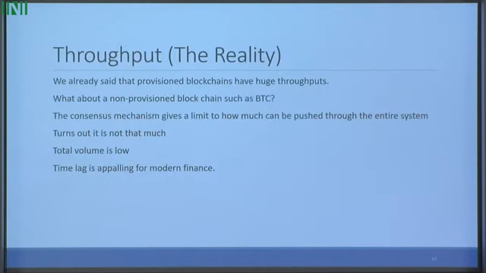Throughput. I've already said that provisioned blockchains have huge throughputs. We can do massive amounts of throughput. Non-provisioned blockchains are actually really, really slow. So the volume is low, the time lag is appalling for modern finance, and if you're talking about crypto exchanges, one of the main problems is being able to switch money in and out of fiat currencies, where they have to go back to their cold wallet. Transaction velocity is very bad for many crypto exchanges.